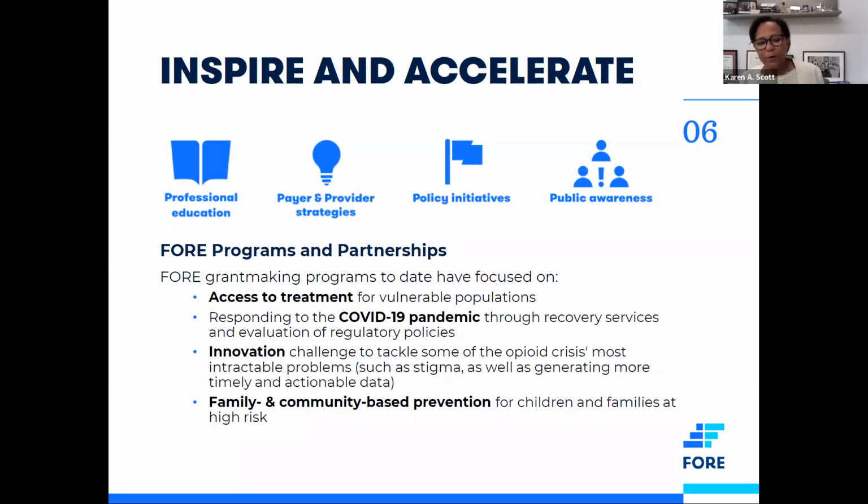We then launched a program called our Innovation Challenge to tackle some of the most intractable problems related to the opioid crisis, including stigma, as well as how to generate more timely and actionable data. And finally, just this March, we launched our first prevention-focused program, our family and community-based prevention for children, focused on children and families at highest risk.